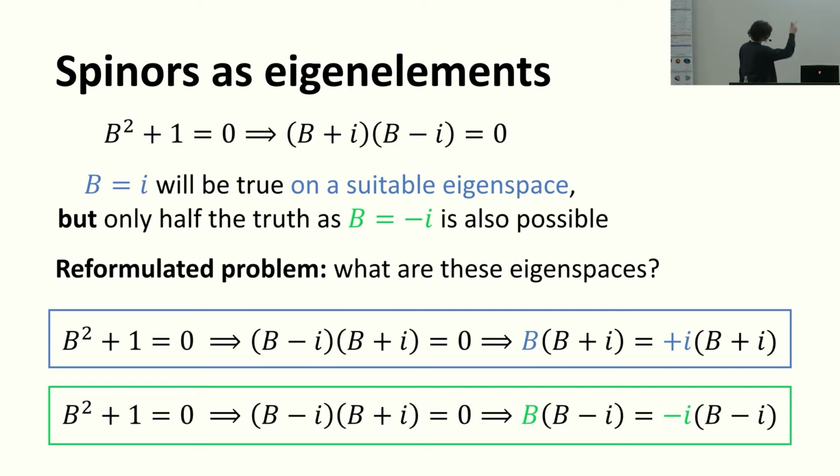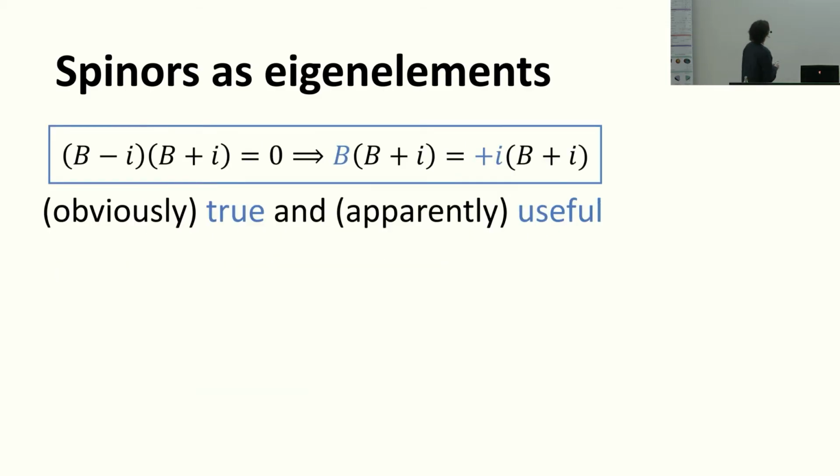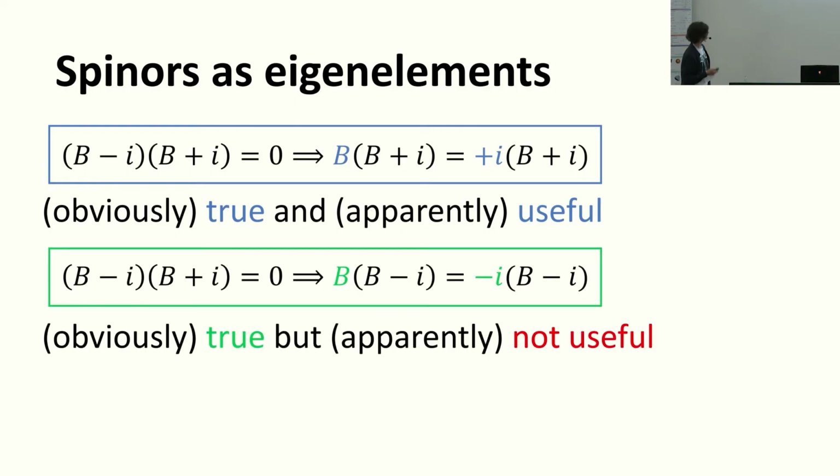Because I can ask the question to B plus I, and it gives me plus I. But obviously, instead of looking at B plus I, I can also look at B minus I. And then I also get the correct answer. So you might think now, we found the minus square. The plus square and the minus square, we're done here. Well, unfortunately, whereas this is true and apparently very useful, this is also true, but not useful. This is not useful if you want to talk about spinors.